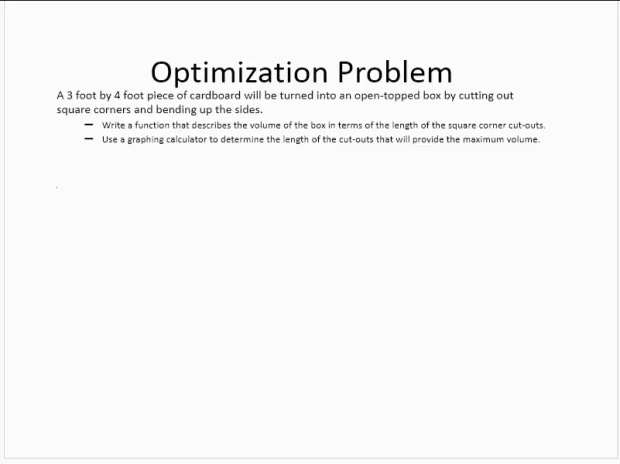A 3-foot by 4-foot piece of cardboard will be turned into an open-top box by cutting out square corners and bending up the sides. Write a function that describes the volume of the box in terms of the length of the square corner cutouts, and use a graphing calculator to determine the length of the cutouts that will provide the maximum volume.